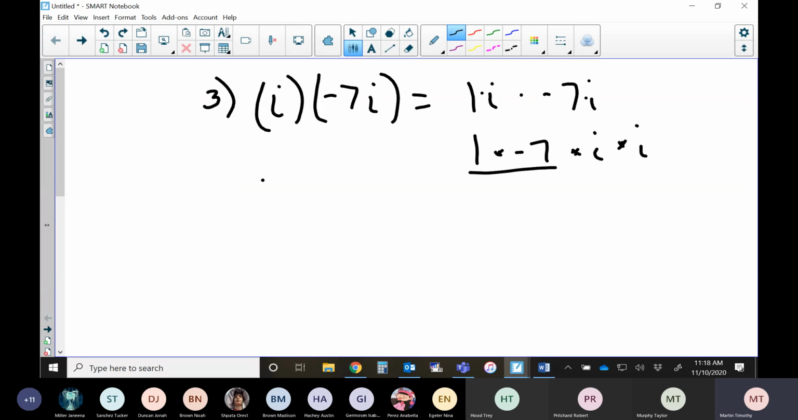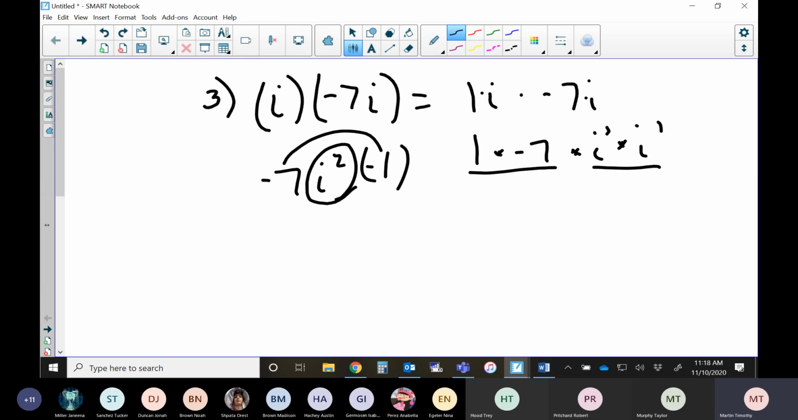1 times the negative 7 is negative 7. i times i is that i squared. Remember, add the exponents. i squared turns into a negative 1. Negative 1 times negative 7 is a positive 7, which is my final answer for number 3. Questions on number 3?